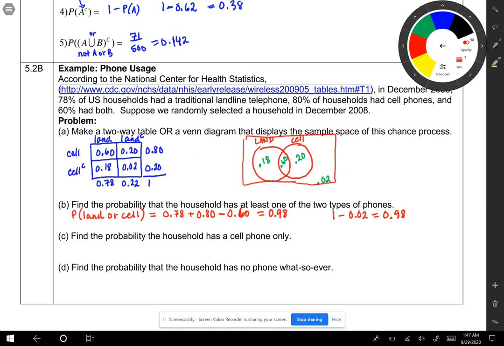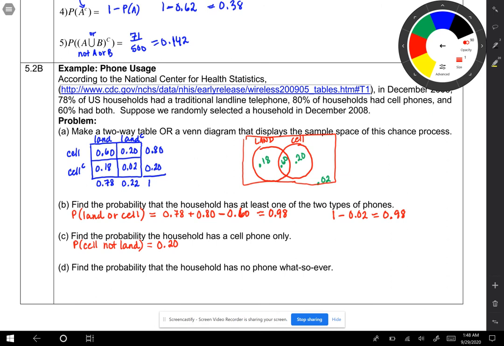Okay, part C. Find the probability the household has a cell phone only. So probability that's cell phone only. So cell, but not land. If you looked at your two-way table, it would be the top right because that's cell, but not land. So that'd be 0.20. If you looked at your Venn diagram, it would just be the right portion because it's in the cell circle, but not in the land.